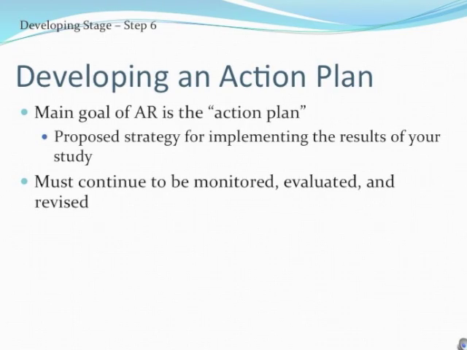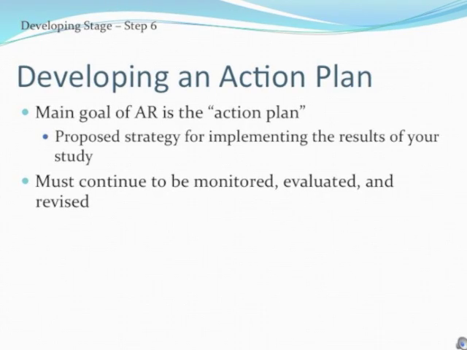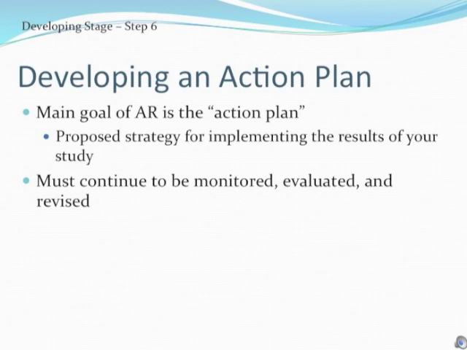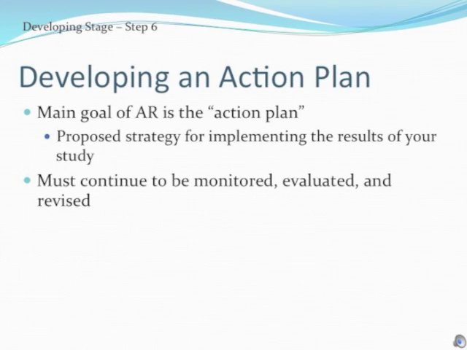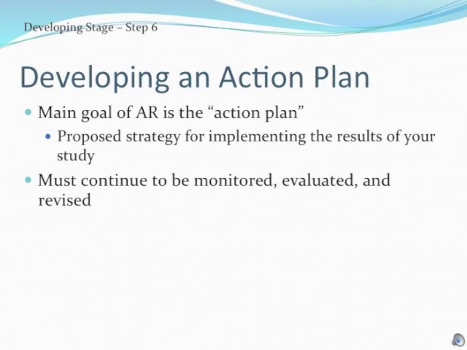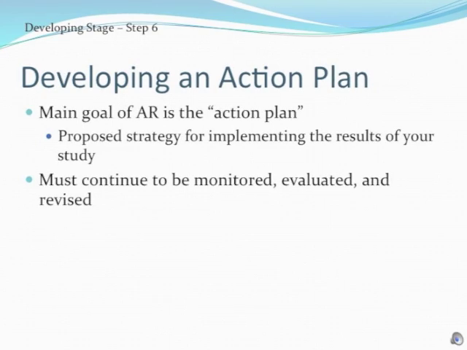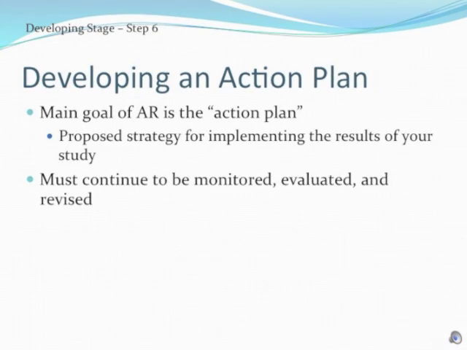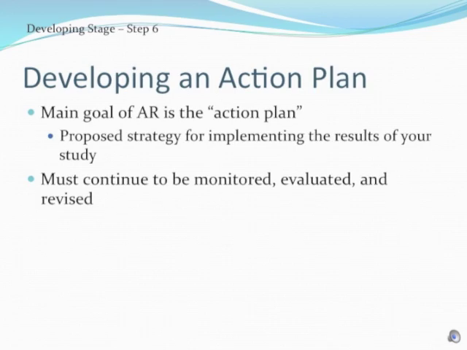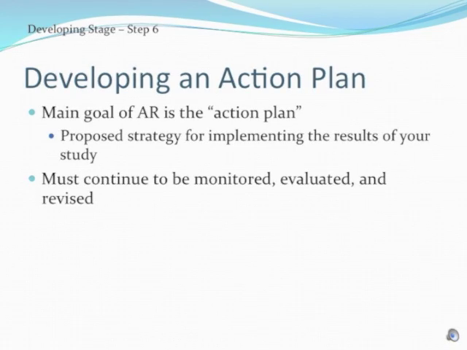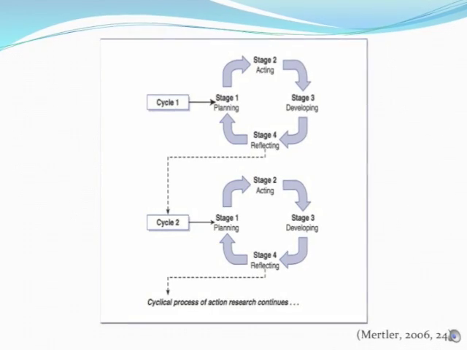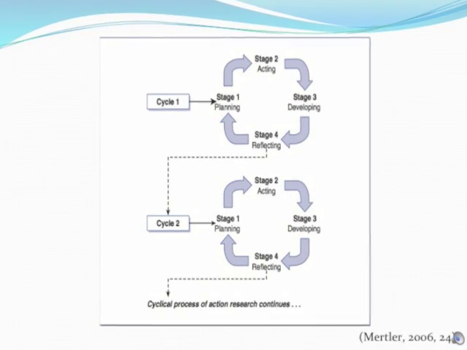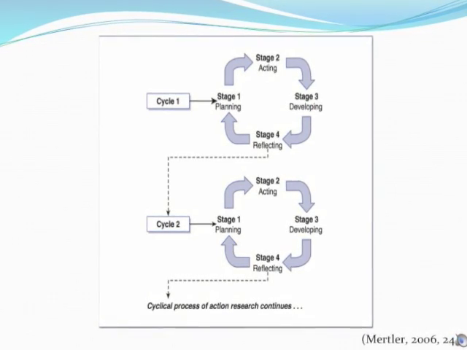During step 6, the researcher develops an action plan. The main goal of this design is to create an action plan, which is a proposed strategy for implementing the results of the study. The action plan is consistently being monitored, evaluated, and revised throughout the research process. This process perpetuates the cyclical nature of action research.